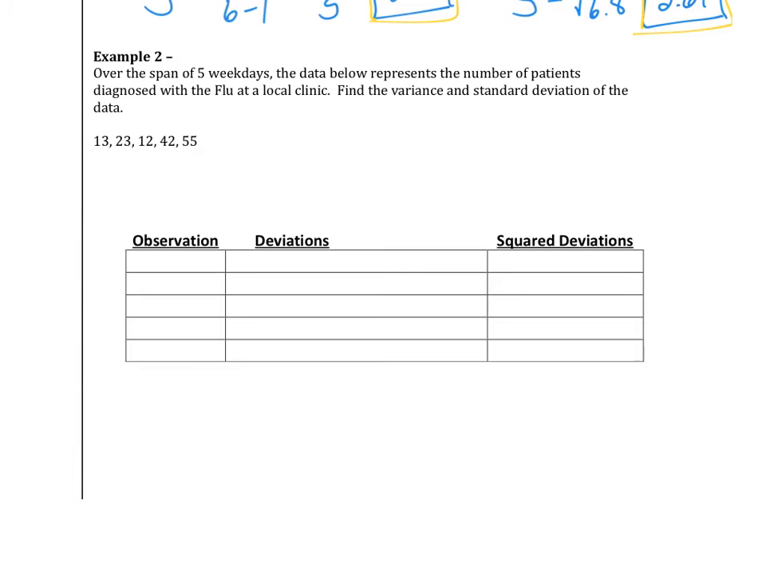So the first step is to find the average. So that'll be add them all up. 13 plus 23 plus 12 plus 42 plus 55 is 145. And how many numbers are there? 1, 2, 3, 4, 5. So divide that by 5. So 145 divided by 5 is 29. So the average is 29.